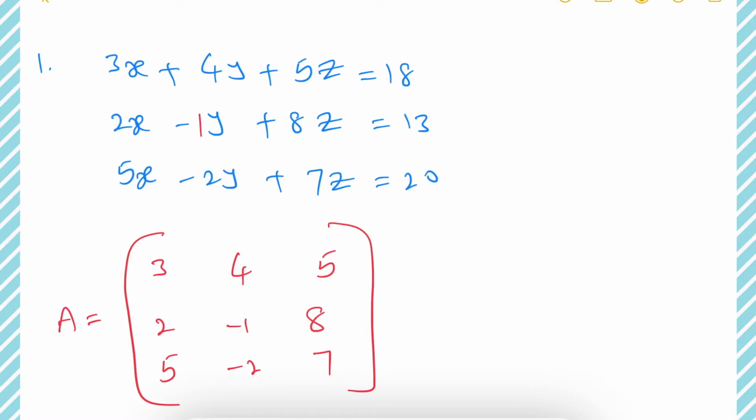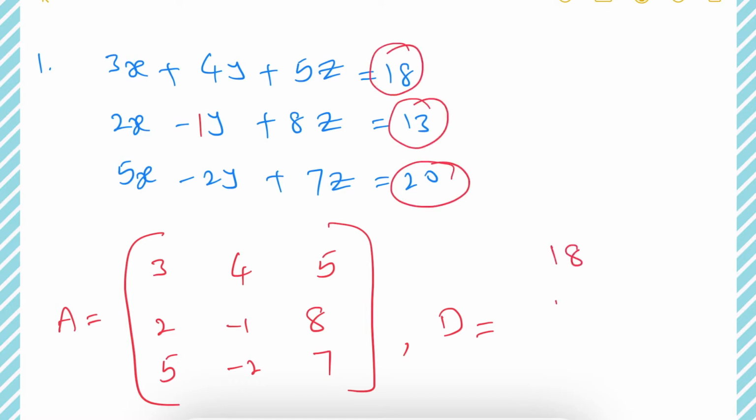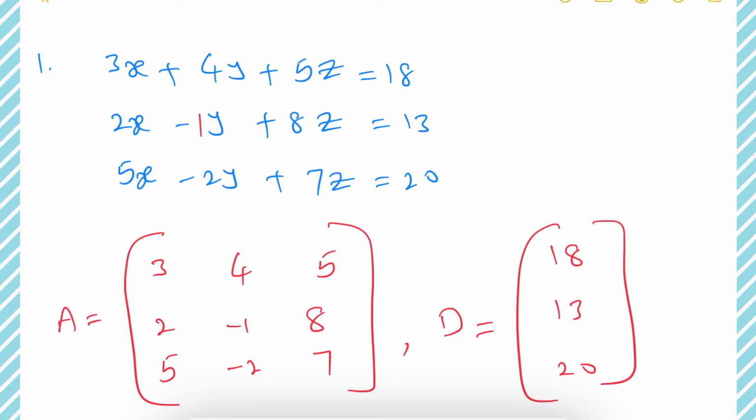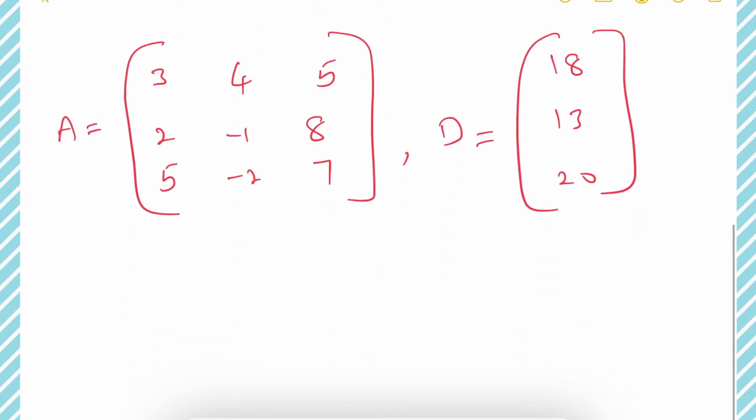Now the same way we need to create one more matrix, that is matrix D. That is nothing but all the constants 18, 13 and 20. Okay, now first of all we will take this matrix A, and for matrix A let us find the determinant. Delta is equal to determinant of A.